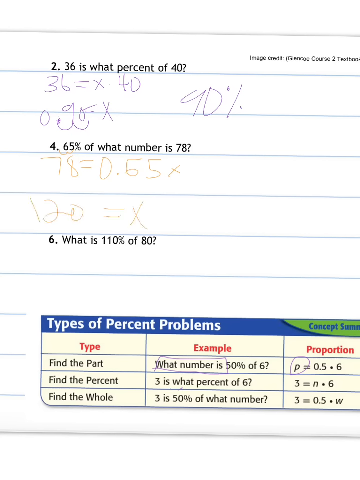And last one. What is 110% of 80? So is, that's what we're looking for, equals 110%, turn that into a decimal, 2 to the left, 1.1 of 80. Multiply that, and you get x equals 88, which again makes sense because it's our part of the 80, 110%, so it should be bigger than that.